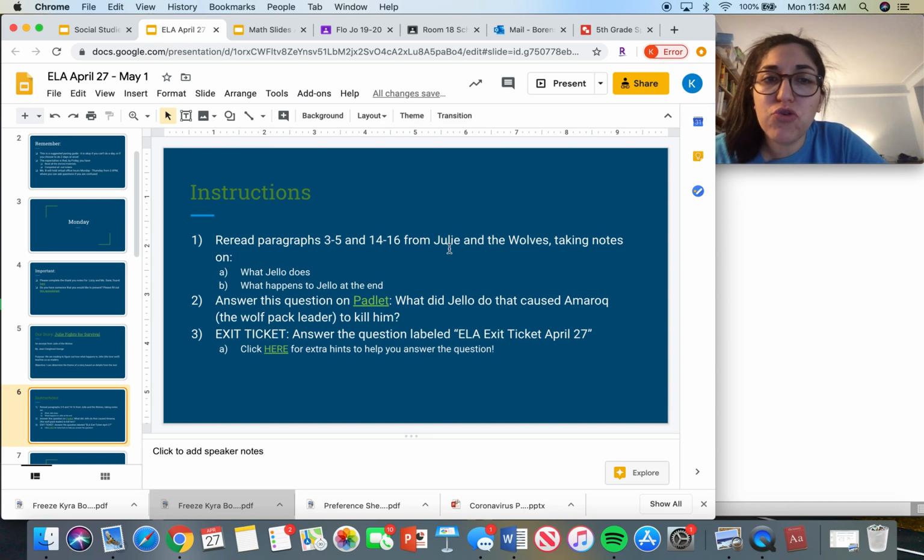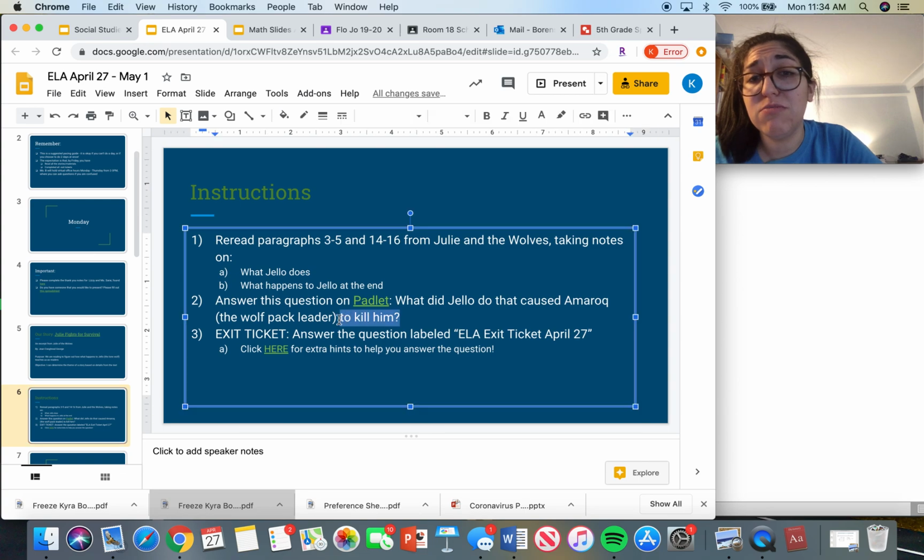After you've read it and taken some notes, you can underline using the way that I showed you before, or you can just write on a piece of paper. That's what I would probably do if I had a piece of paper and a pencil available. Then I want you to answer a question on this Padlet. What did Jello do that caused Amarok, the wolf pack leader, to kill him? This is a little bit of a spoiler of what happens to Jello at the end, but the question is, what did he do that caused Amarok to kill him?